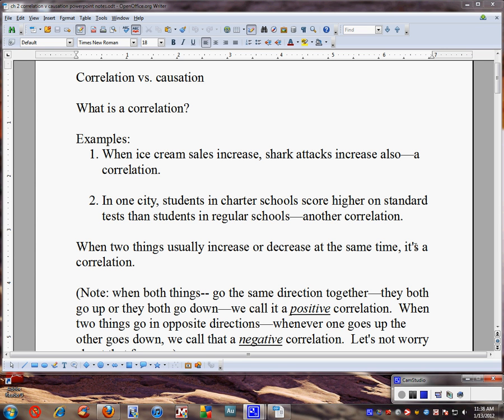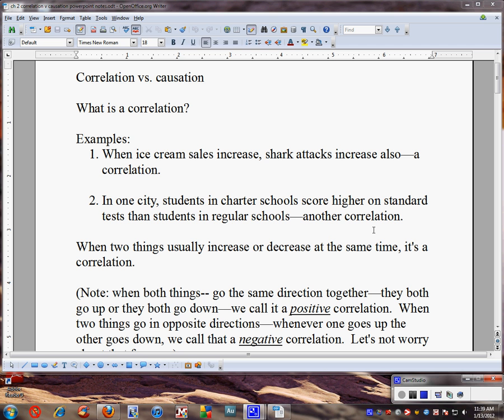Another example might be in one city, students in charter schools score higher on standard tests than students in regular schools. That's another correlation. So in general, when two things predictably increase or decrease at the same time, that's a correlation.